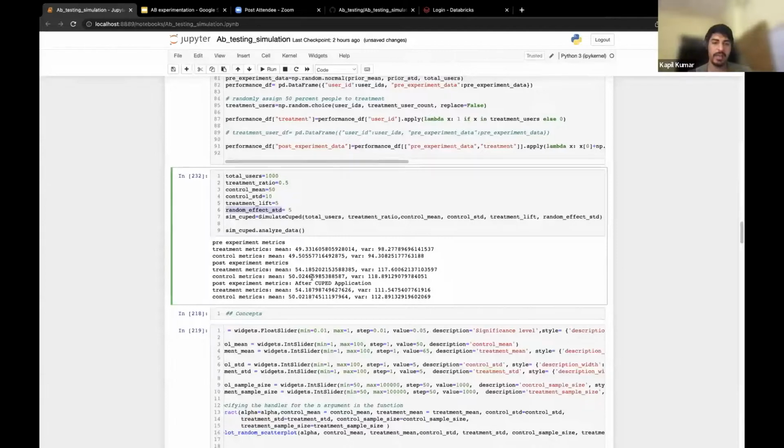But once we apply this CUPED application, what we observe is that for the same data, the variance has reduced compared to this data. What this means is that if we do the same post-experiment analysis using this data, we get a much higher significance.